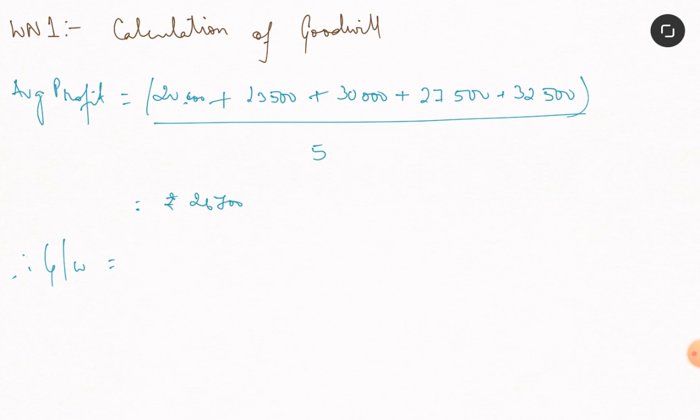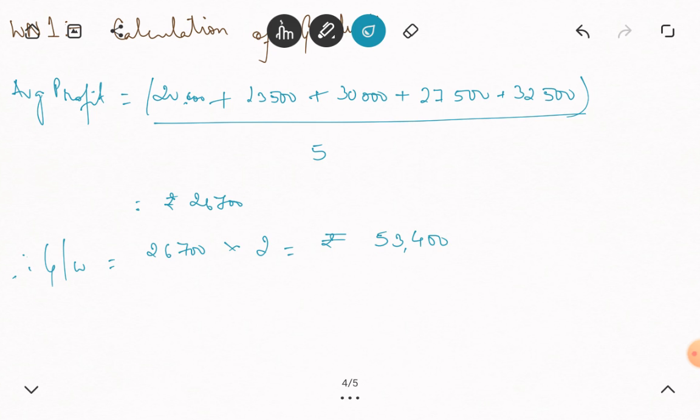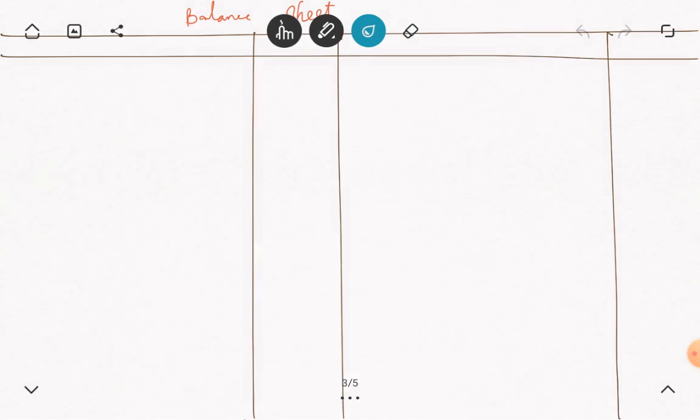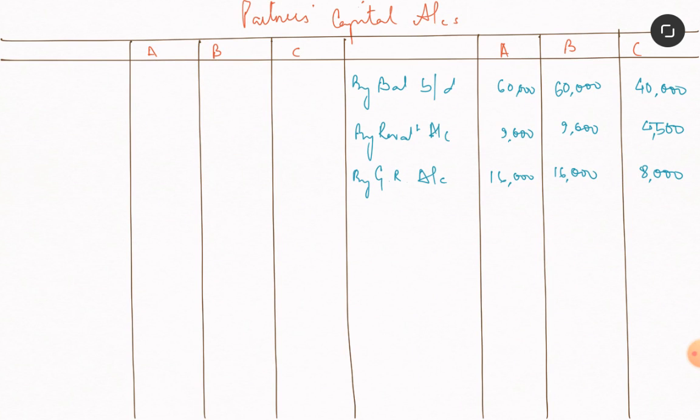And goodwill is going to be based upon 2 years purchase of average profits. Therefore, goodwill is equal to 26,700 multiplied with 2 for 2 years purchase is equal to rupees 53,400. Okay, so goodwill we've calculated is going to be equal to rupees 53,400. And in the question, it was given that goodwill will not appear in the books of the new firm. So which means that goodwill has to be written off. Okay, it has to be raised in the old profit sharing ratio and it should be written off in your new profit sharing ratio. So firstly, let us write up your goodwill amount.